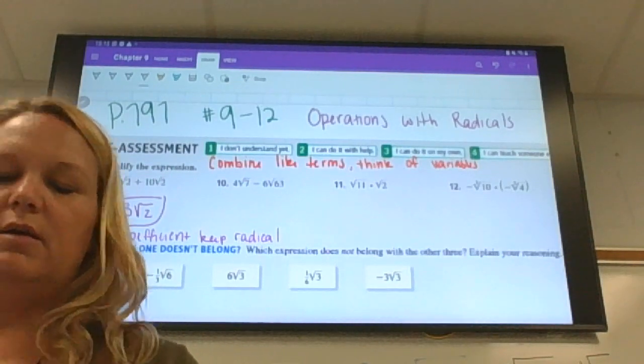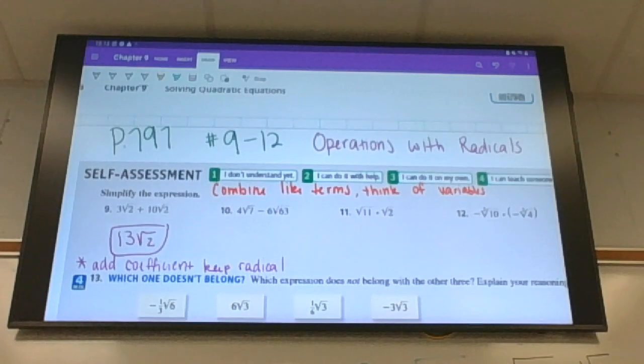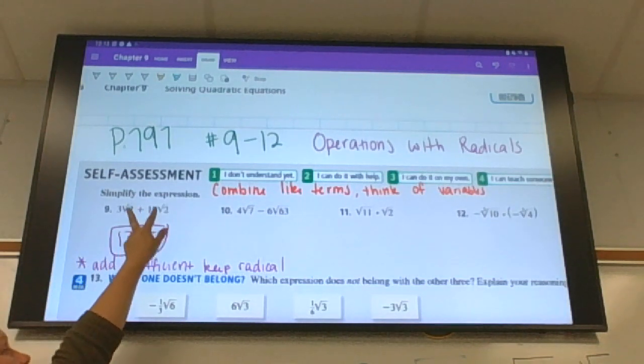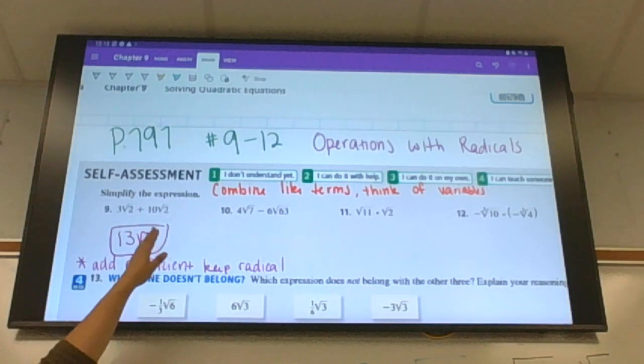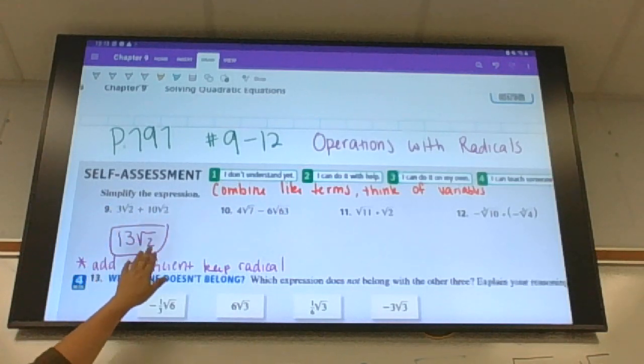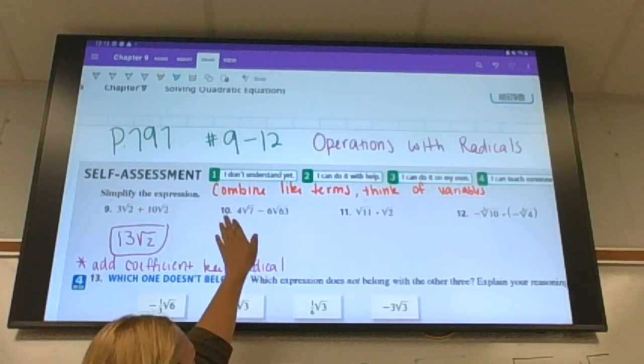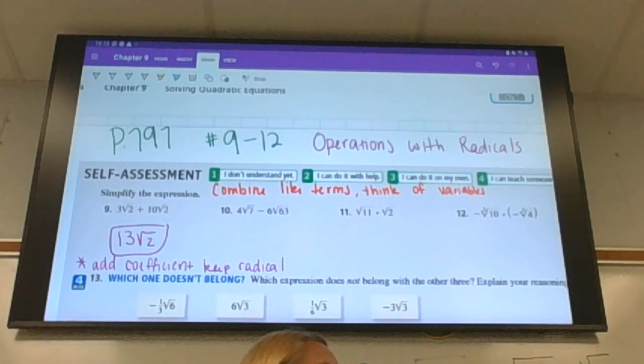So number 9 is set up nicely for you, and you can always go back and use your examples to help you with this. The only mistake people would make on a problem like number 9 is maybe turning this into 4, right? But if you think about it like a variable, 3x plus 10x would be 13x, just like that. So don't change the radicand.